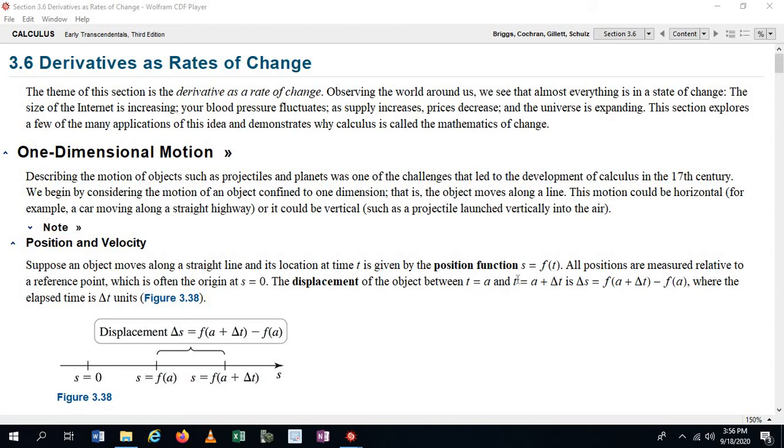Now, you may remember we've talked about position functions before. s stands for the position of the object on the number line, and it depends on time, so it's a function of time. Okay, so let's say we take two times: when t is equal to a, and then t is equal to a time that's a little bit larger than a, which we're going to call a plus delta t. Delta stands for change in, so this means a plus a change in time. In other words, a plus a little bit more time.